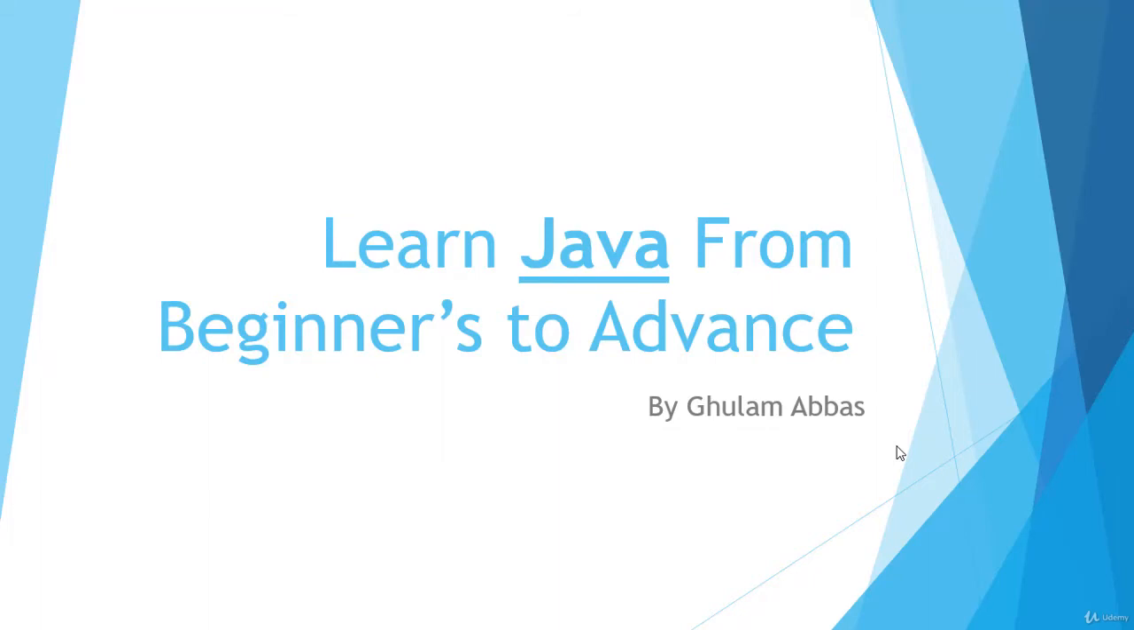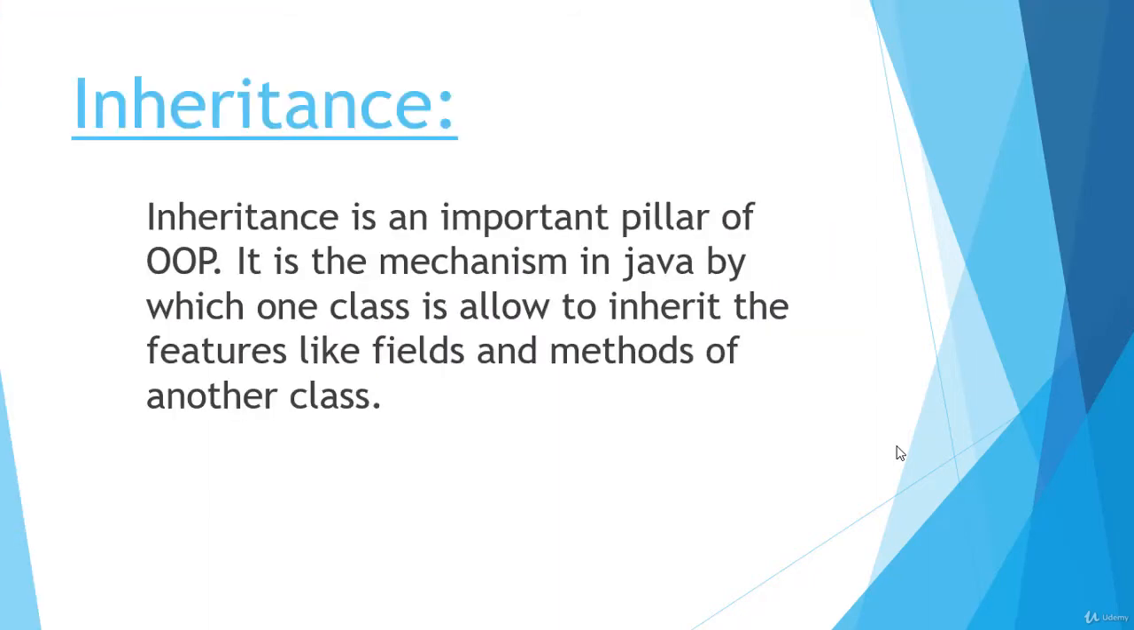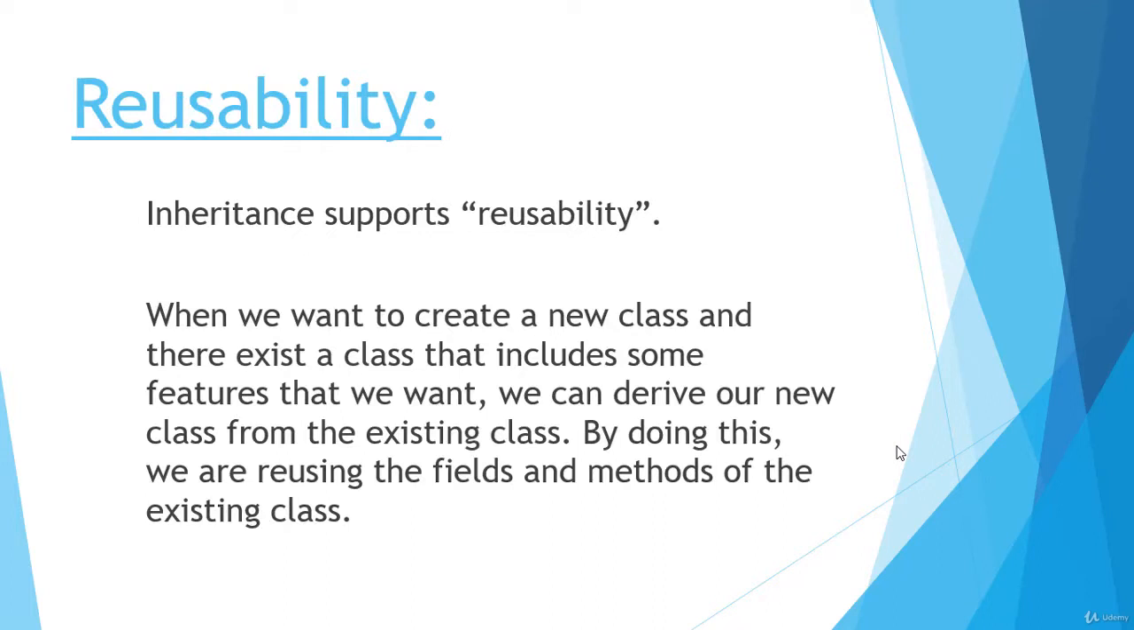Hello and welcome back to this course. Today in this video we are going to discuss inheritance. Inheritance is an important pillar of OOP. It is a mechanism in Java by which one class is allowed to inherit the features like fields and methods of another class. Inheritance supports reusability.